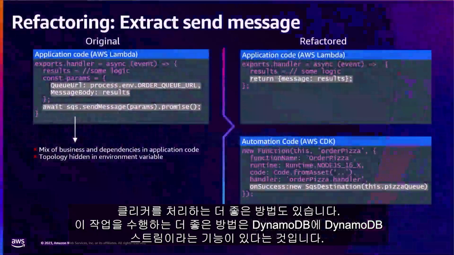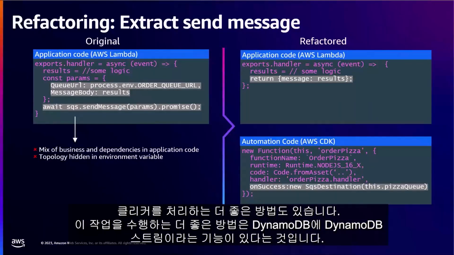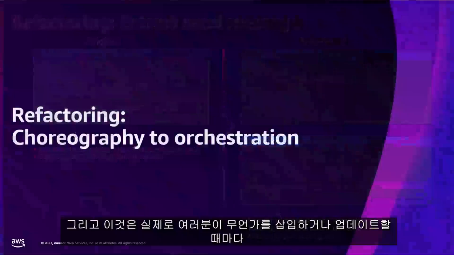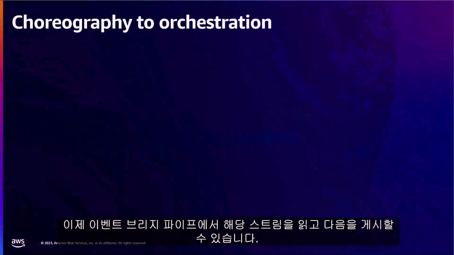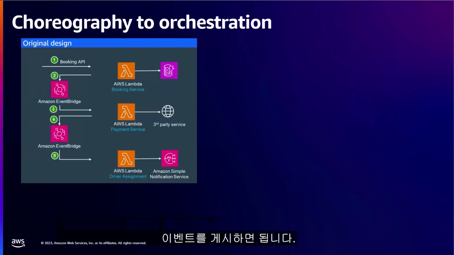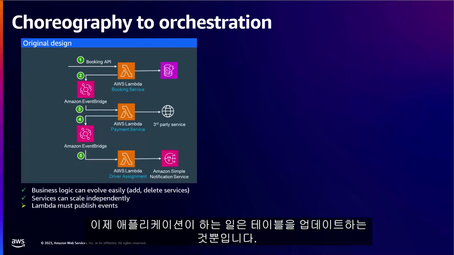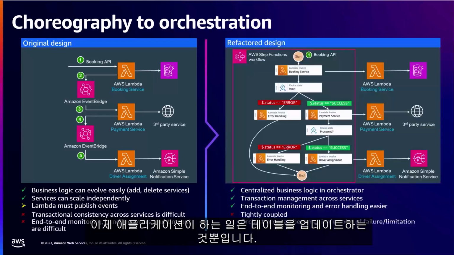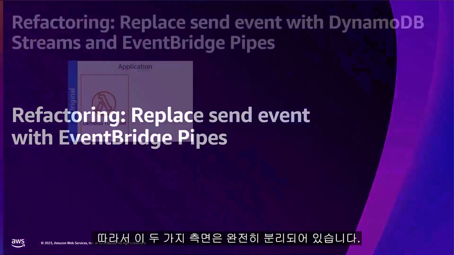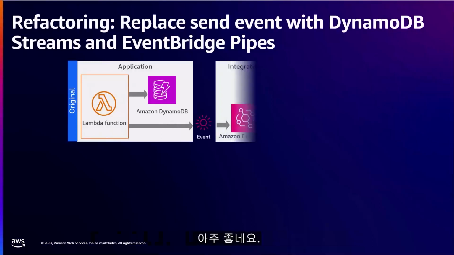So the better way to do this is DynamoDB has a feature called DynamoDB Streams. And that can actually publish an event every time you insert or update something in the table. Now, what you can do is read that stream from EventBridge Pipes and publish the event that way. So what happens is that now all the application does is update the table, and it has no knowledge of what happens afterwards. So these two aspects are completely decoupled, and that's very nice.